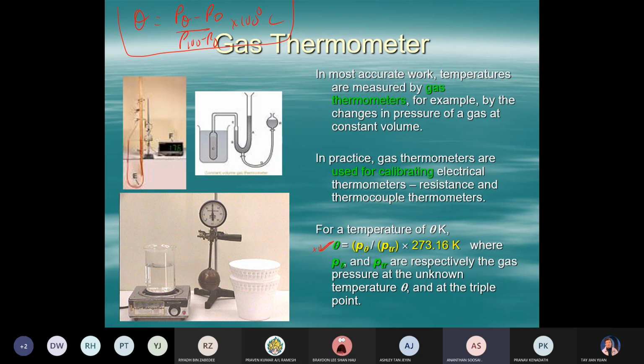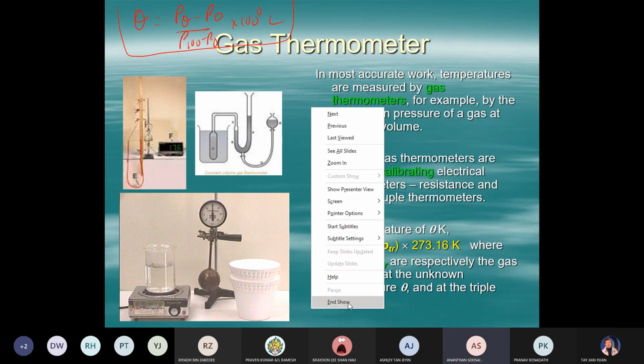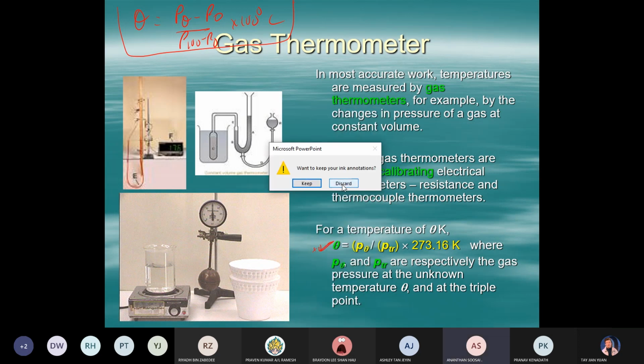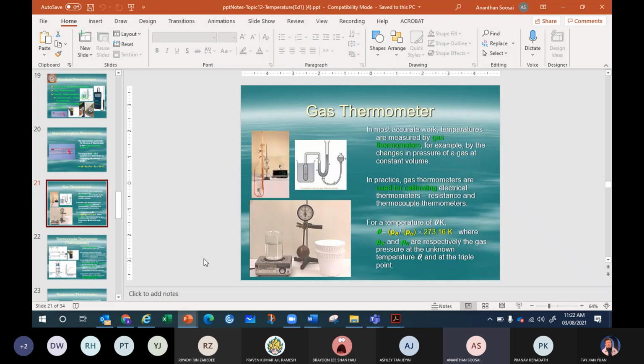So that's the constant volume gas thermometer. One of the best, but unfortunately, it's quite bulky. That's the disadvantage of this thermometer. Any questions? Maybe I can show you a short video for this.